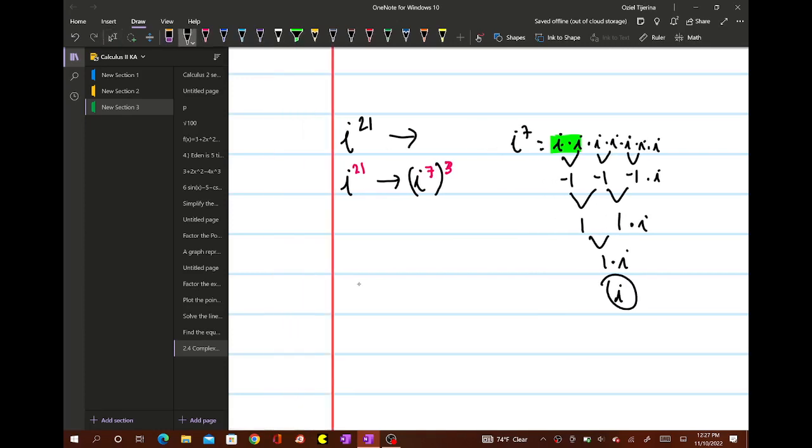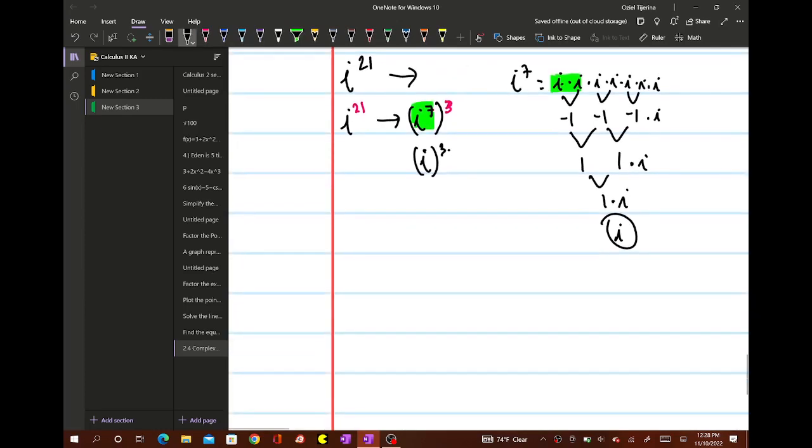So this part here becomes, or wait, no, I'm sorry, i cubed. And then we have i times i times i, so it's going to be i squared, which is -1, times i, which is -i. So really, this whole thing becomes -i, right?